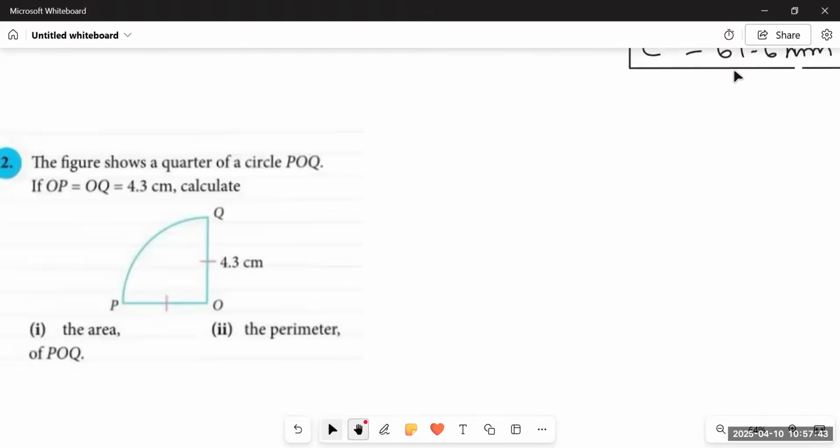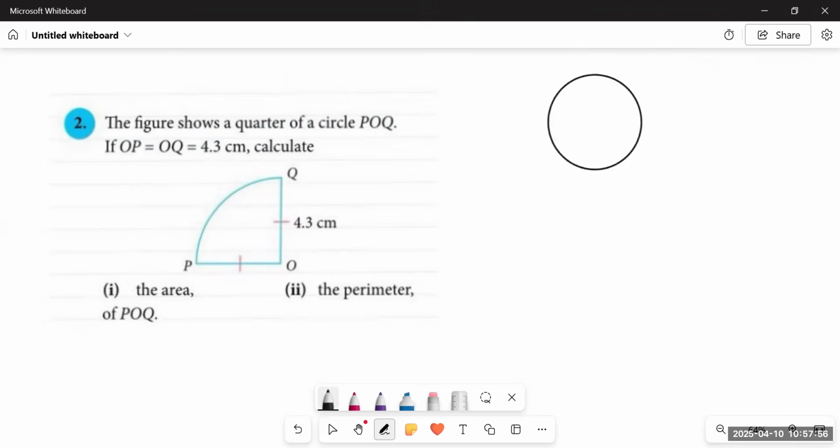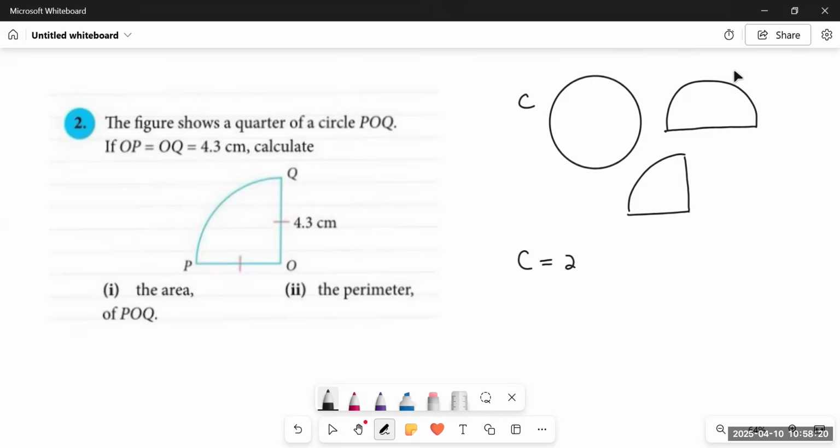Now let's move to question number 2. In question number 2, we have been provided with a quarter circle. So let's talk about the circle first. Then let's talk about the semicircle and then this quarter circle. So if we talk about the circumference of the circle, there is no straight side in it. The formula that we are going to use for finding the circumference of the circle would be 2 pi r, straight.